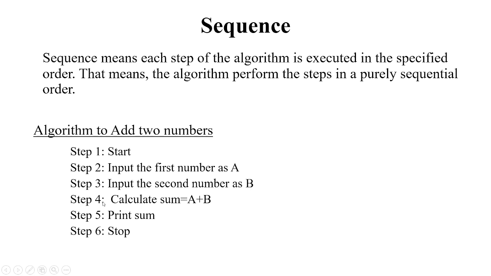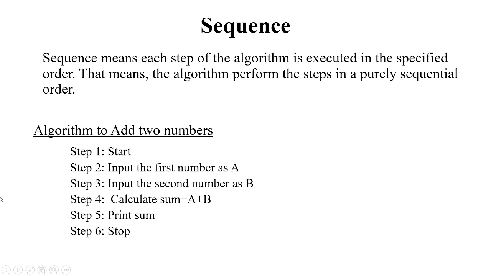Then in the fourth step, I tell the computer, calculate A and B addition and save that added content into a variable called sum. That is why, in simple words, I said calculate sum is equal to A plus B in step 4. Then in step 5, I tell it, after completion of the calculation, display or print sum. That is what we wrote in step 5. And the last step is stop.